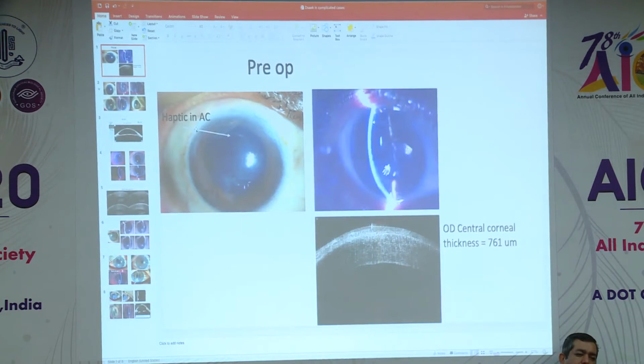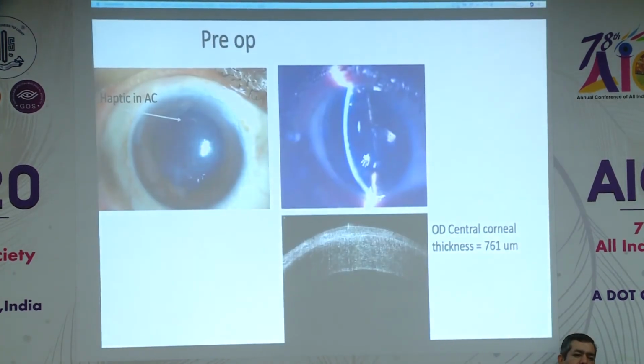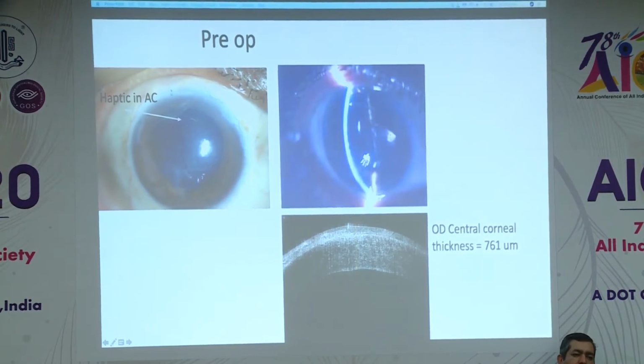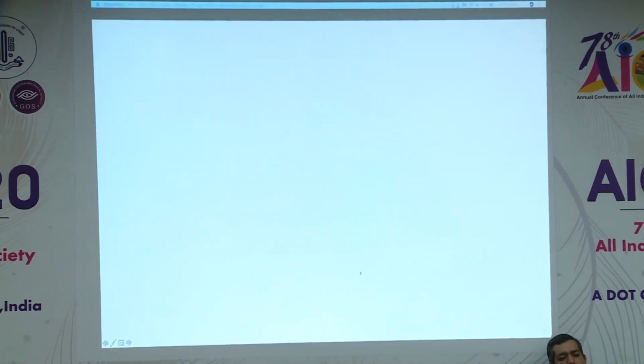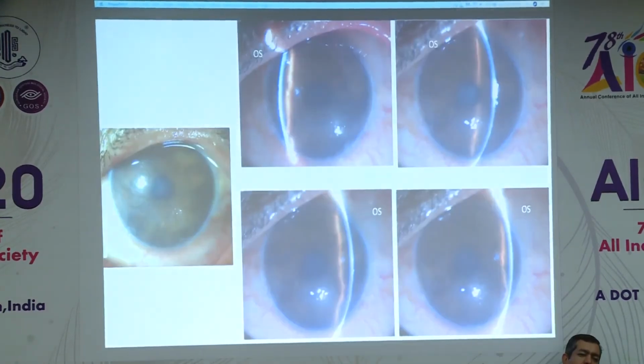This is the case which I showed you, which had a bullous keratopathy. You can see the haptic is lying over the iris. I was not sure about the PC status. This is the pre-op corneal thickness, which is 761 micron, and this is the post-op of 636. And this is the post-op ASOCT.